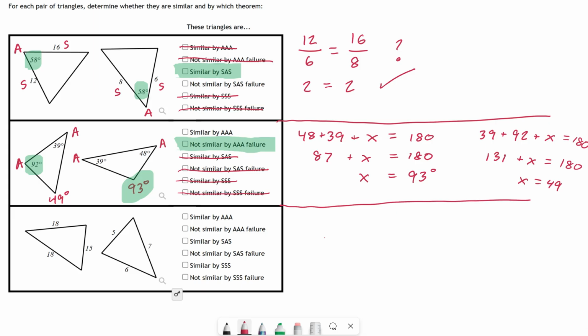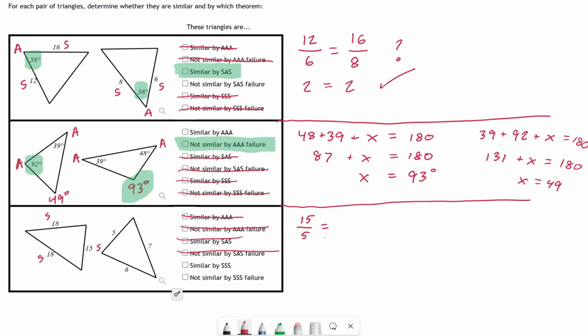Okay, last one. So on this bottom set of triangles, you see there's three sides. I've got side, side, side, and I do not have any angles. So I know it's not going to be any of these theorems involving angles. What we're going to do is set up our equation where I take the shortest side on the left and compare it to the shortest side on the right. So that's 15 over 5.